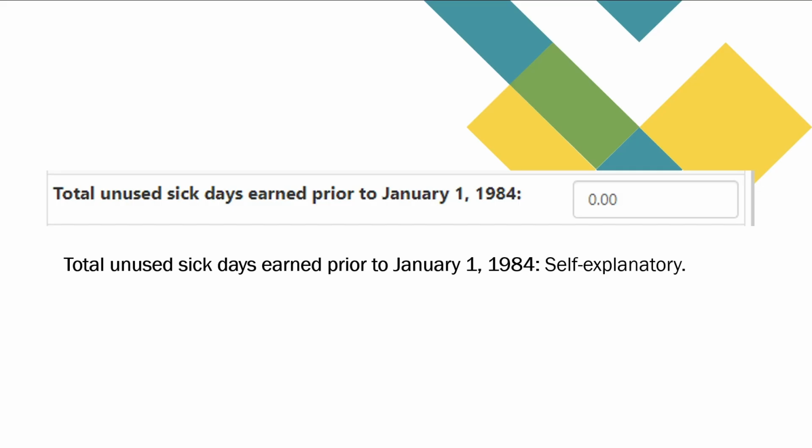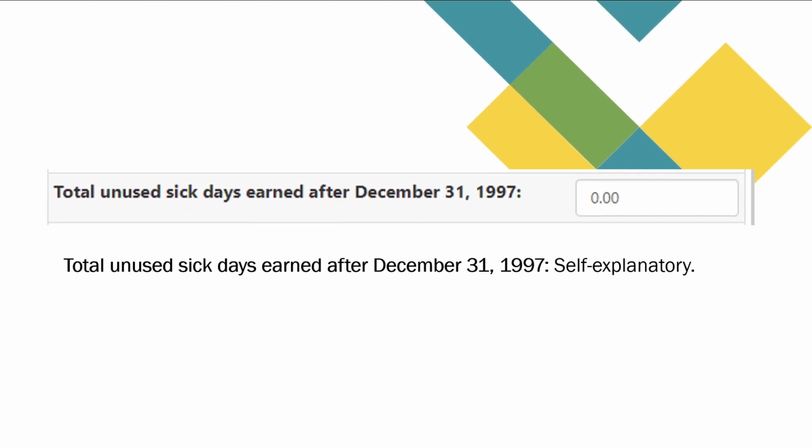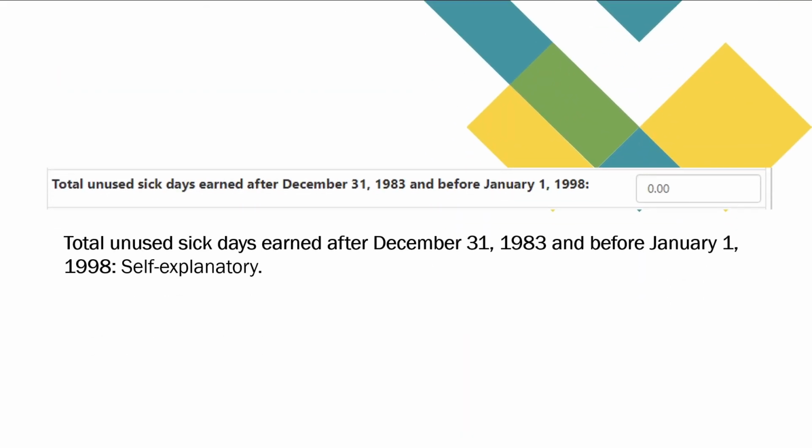And here you're going to identify the total unused sick days earned prior to 1/1 of 84. The next field down says the total number of unused sick days earned after December 31 of 97. And that next one asks you to include the total unused sick days earned after December 31 of 83 and before January 1 of 98.